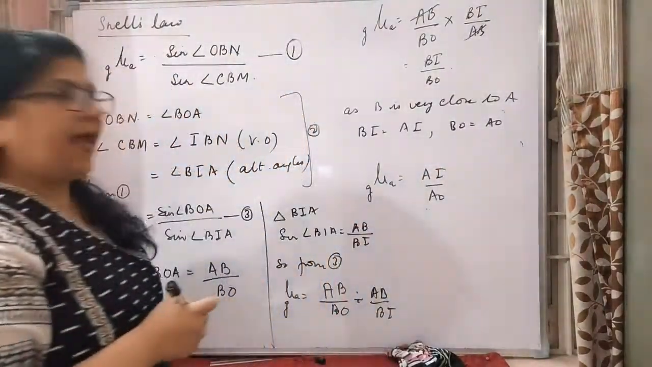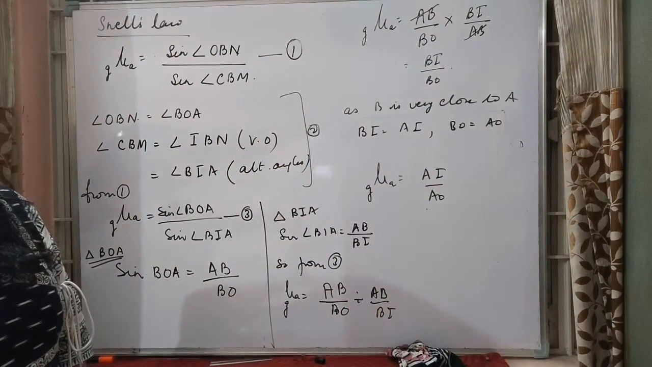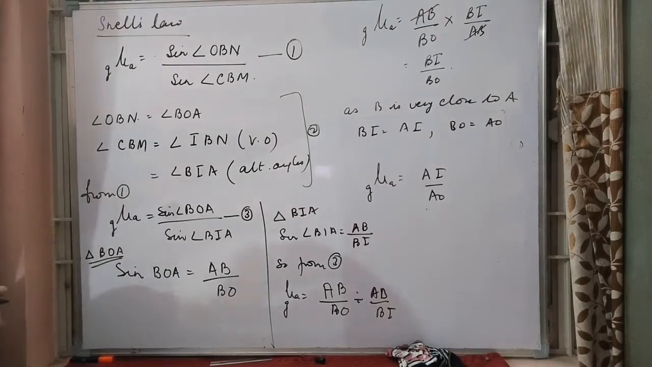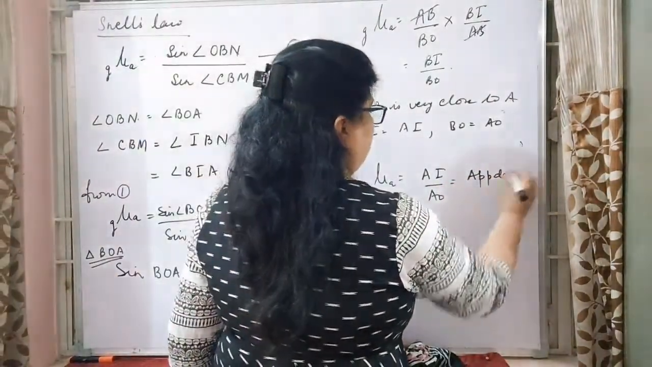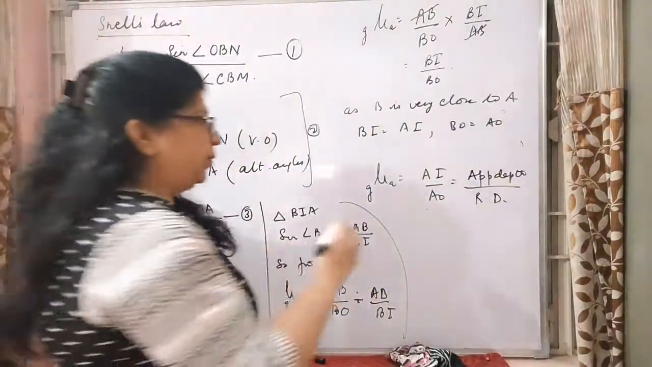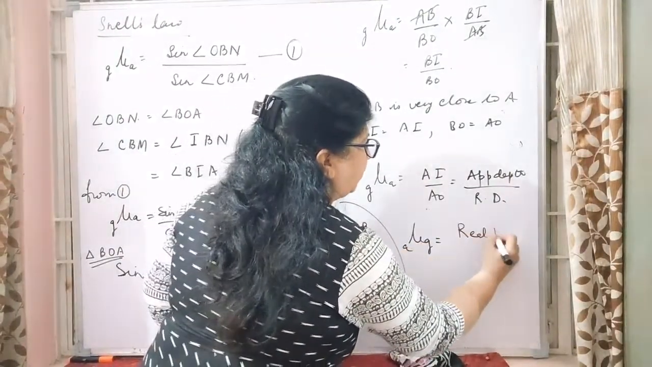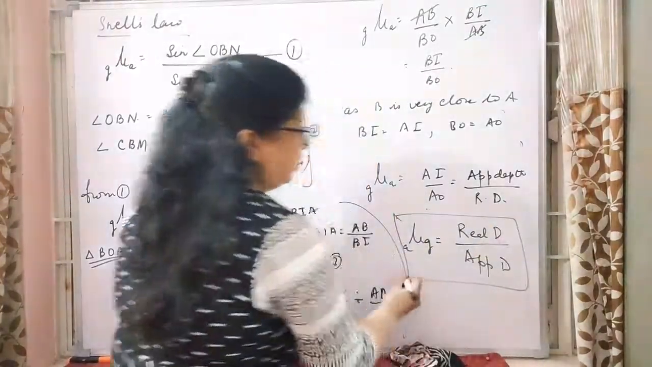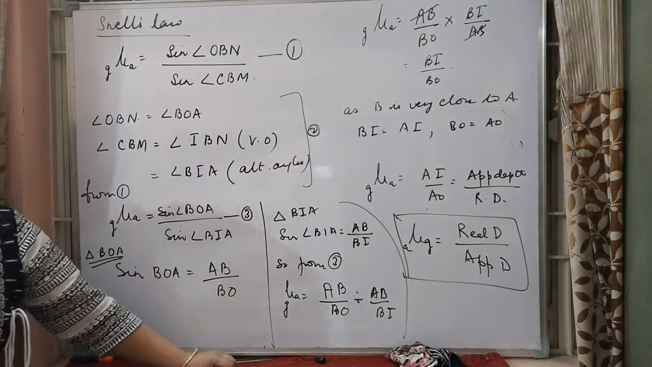Now what is AI? Please see the figure. AI was your apparent depth, ठीक है, and AO was your real depth, right? In other words, अब आपको refractive index of glass with respect to air चाहिए, तो ये हो गया आपका real depth upon apparent depth. Both the ways you can write it. So this is the relation between apparent depth, real depth, and the refractive index of the given medium.